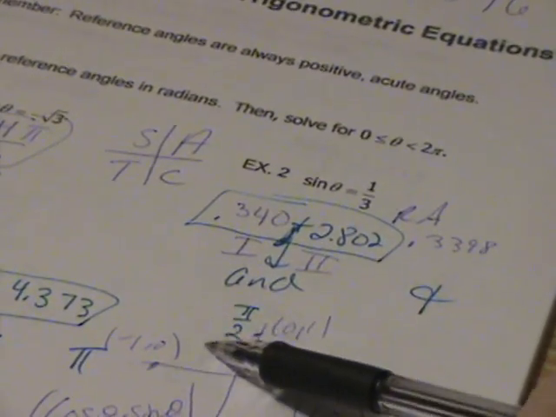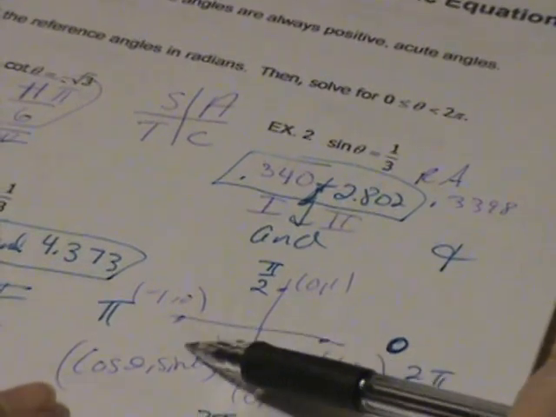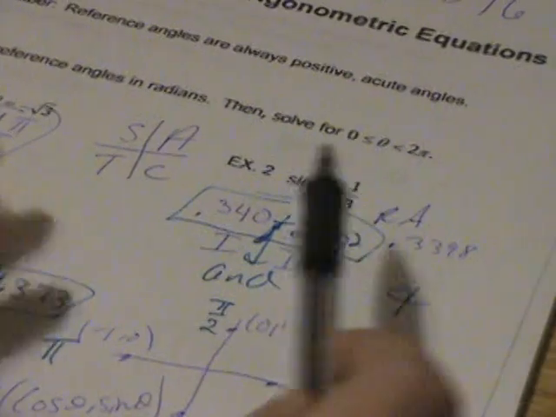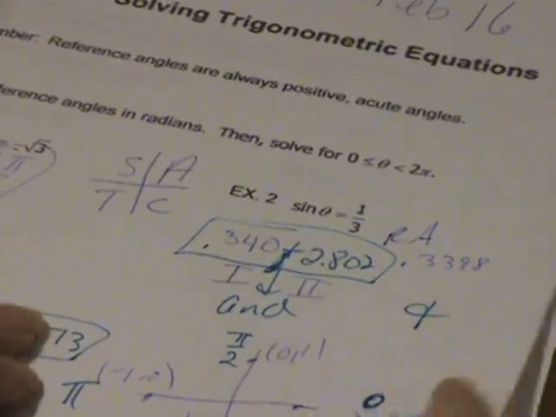So in quadrant 2, I'm going to be subtracting from pi. Quadrant 3, I'm going to be adding pi. Quadrant 4, I'm going to be subtracting from 2 pi. Only type the positive in the calculator to get the correct reference angle.